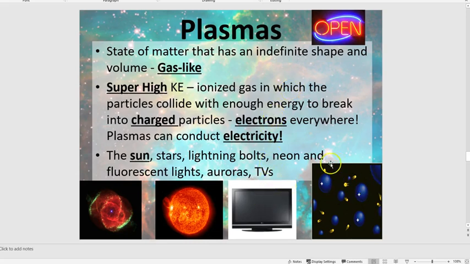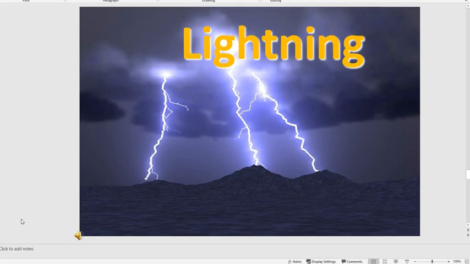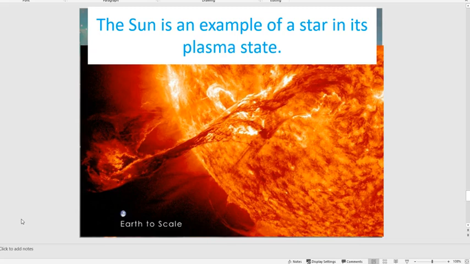In your drawing though, if you look to the bottom right, you will notice there are gas-like particles here, but you'll see the charges, the positive and the negative, meaning that these are moving around way faster and have more kinetic energy. Here are some of the places I just mentioned where you would find plasmas. You could see them in flames, lightning, the northern lights, and the sun is an example of a star in a plasma state.